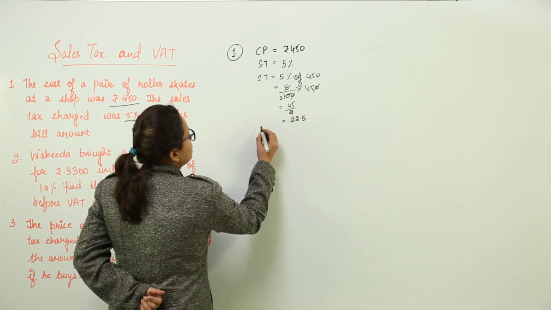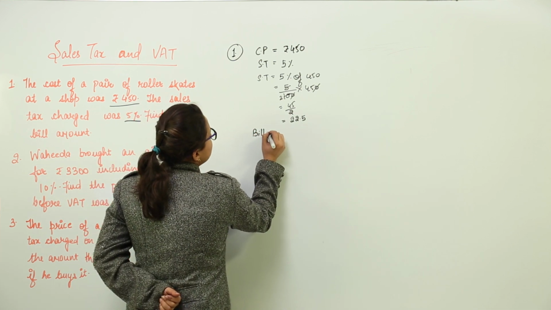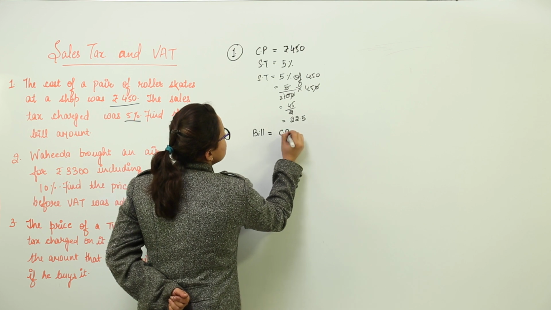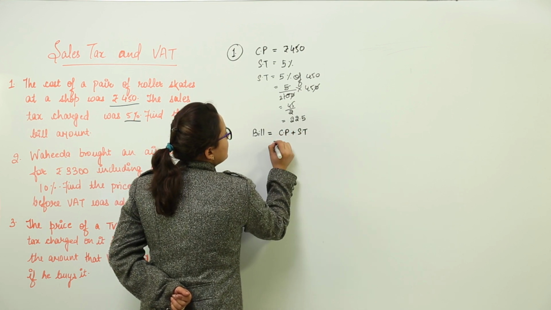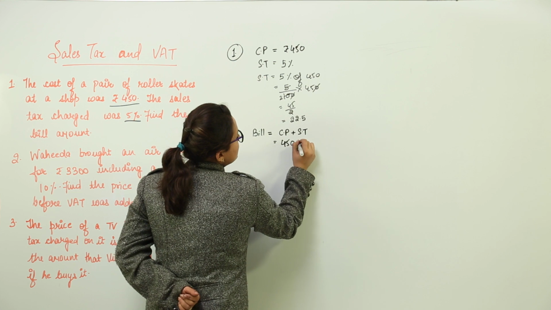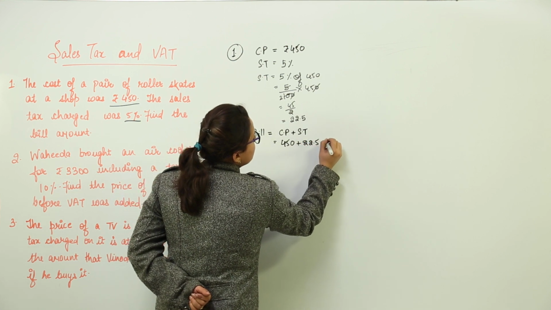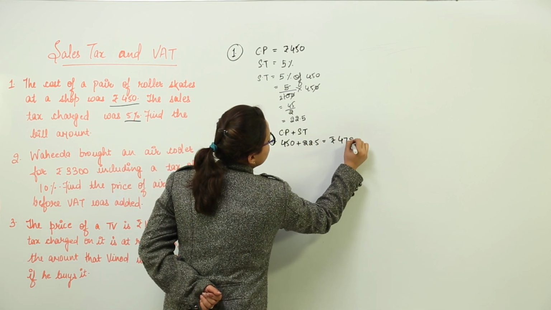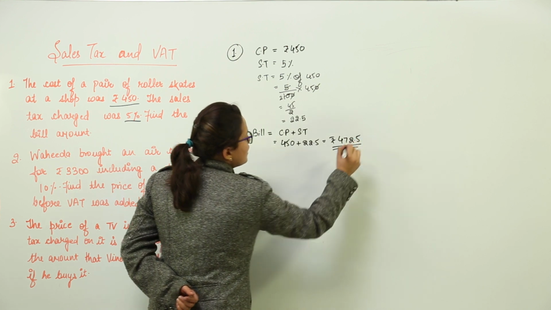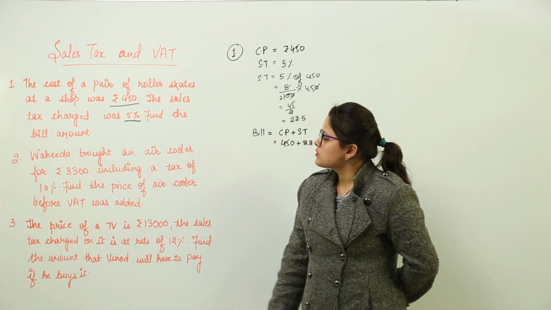Now, the bill amount would be equal to the cost price plus the sales tax, that is equal to 450 plus 22.5 equal to 472.5 rupees. Understood? Now the next question.